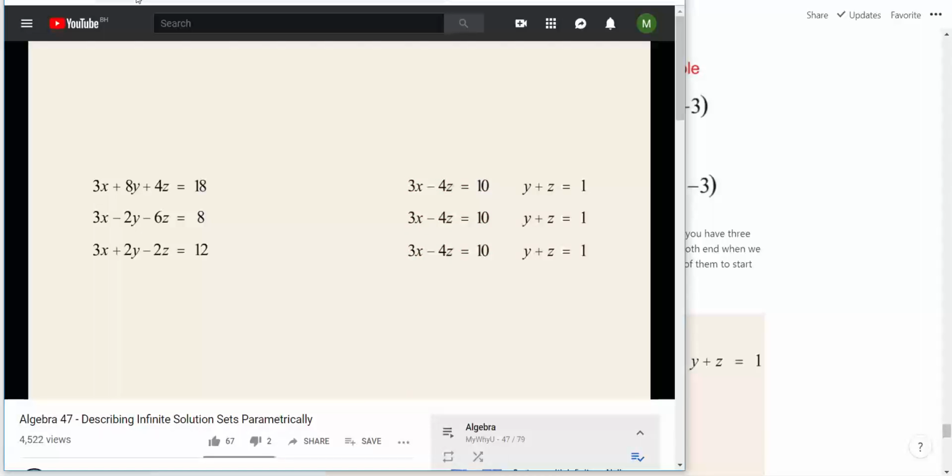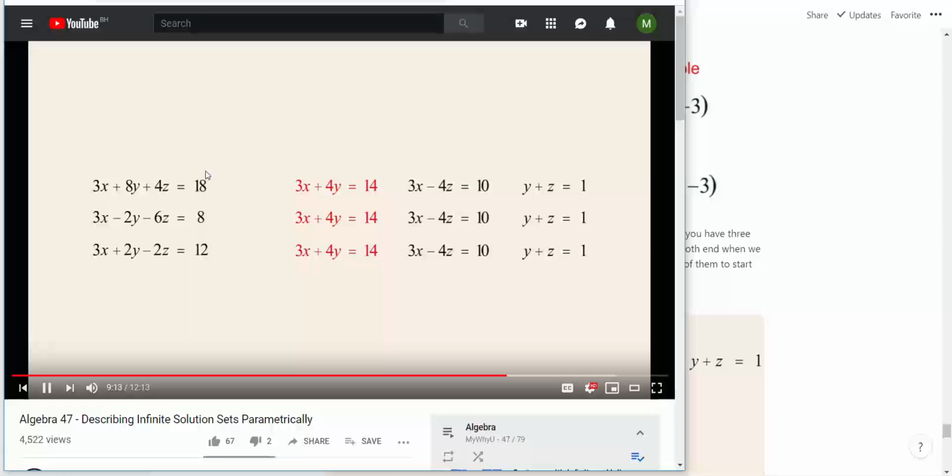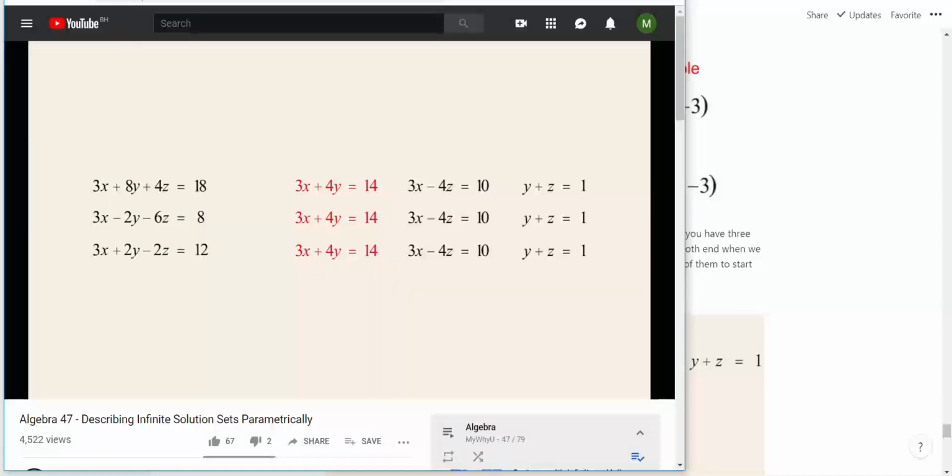Likewise, if we had chosen to eliminate z, each pair would have produced the equation 3x plus 4y equals 14, with the same end result 0 equals 0. So it's always the same thing. No matter which variable we eliminate, and no matter which pair of equations we use to eliminate that variable, we will always end up with 0 equals 0, indicating that the system has infinitely many solutions.